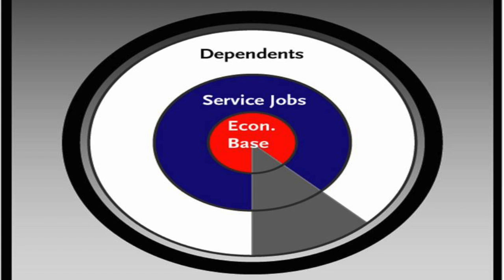The other thing to keep in mind is that every time you add a job in the economic base, you're actually getting 3 jobs. You get 1 in the economic base and 2 in the service sector. When you lose 1 in the economic base, you lose 3. So the jobs come and go in quanta of 3. Gain 100 jobs, you get 300. Lose 100 jobs, you lose 300.